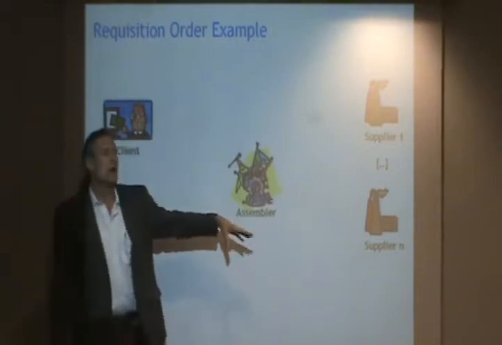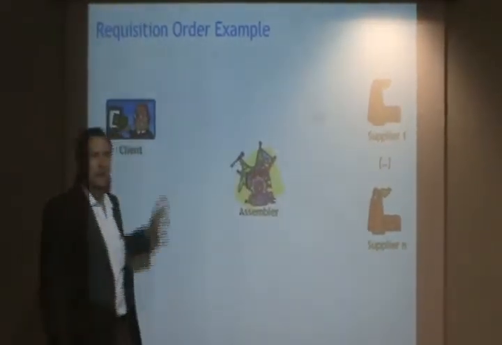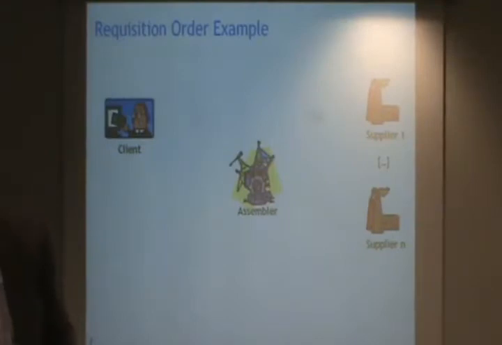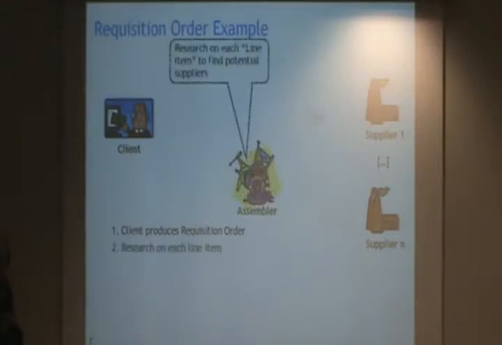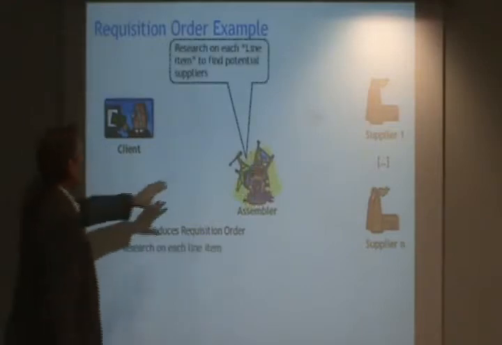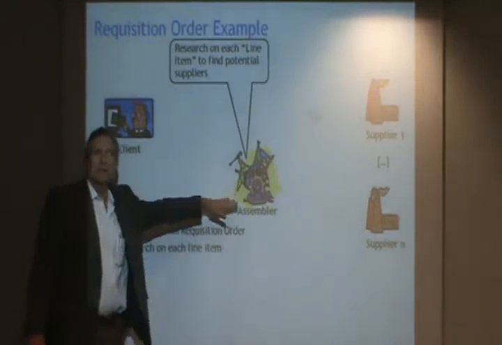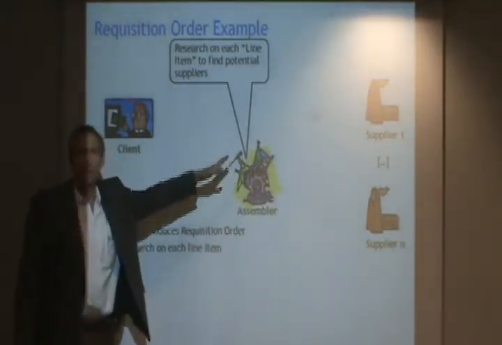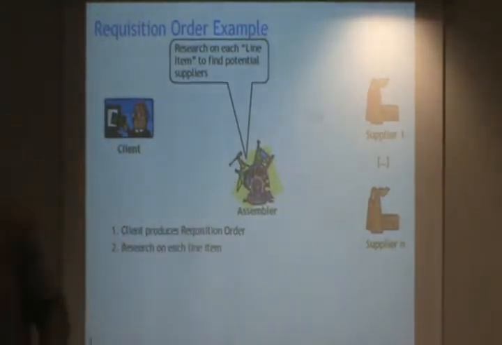Send out orders to the suppliers, he'll get the parts, he'll assemble, and then he'll give it to the client. Okay? So here's this requisition order. The assembler has to look at the requisition order, understand the different pieces, and understand where to buy all the different pieces. So he's got to, quote, research where each line item can come from.